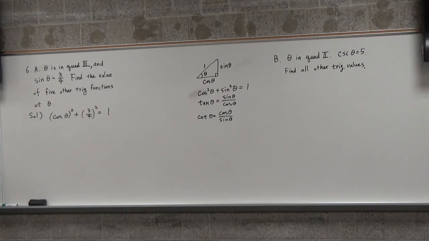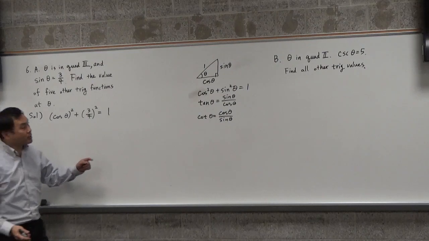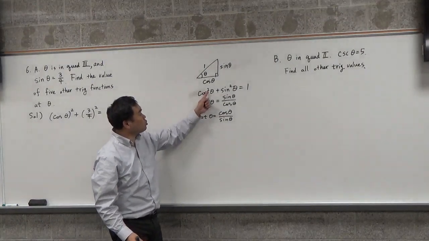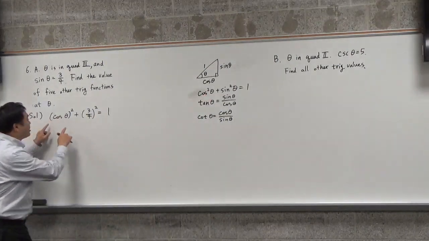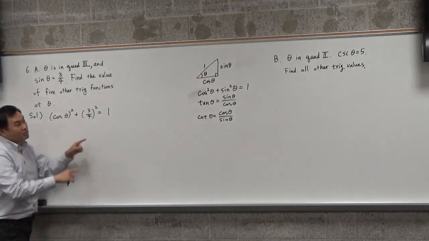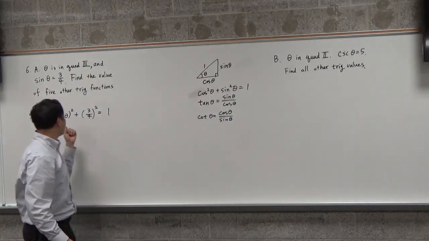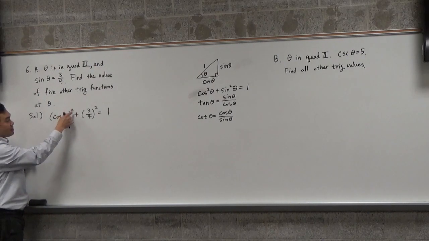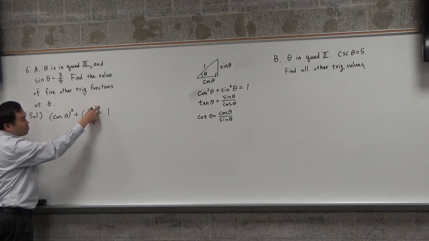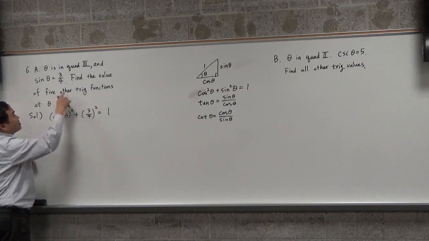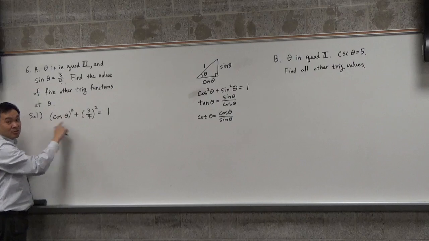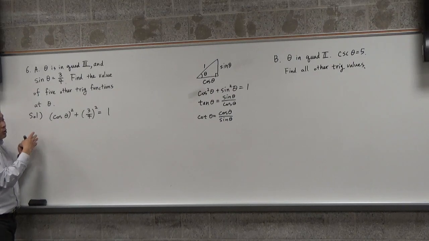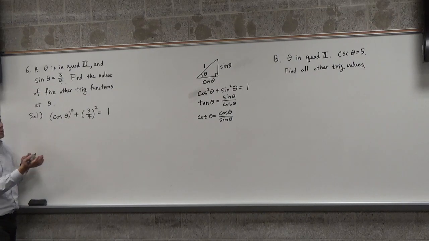Okay? And you have to know that cosine squared theta has the same meaning as this one. This is just a shorthand for this. If you don't know that, you might get confused, right? So it's cosine theta, then squared, plus sine theta squared equals 1, but sine theta is 3/4, so I plugged it in here. That's the equation I get. I just solved this for cosine, that's going to give me the cosine, right?